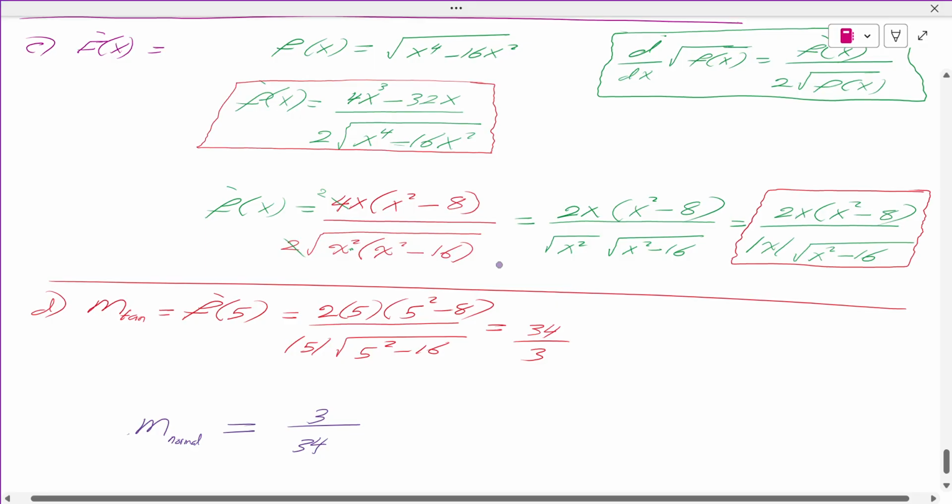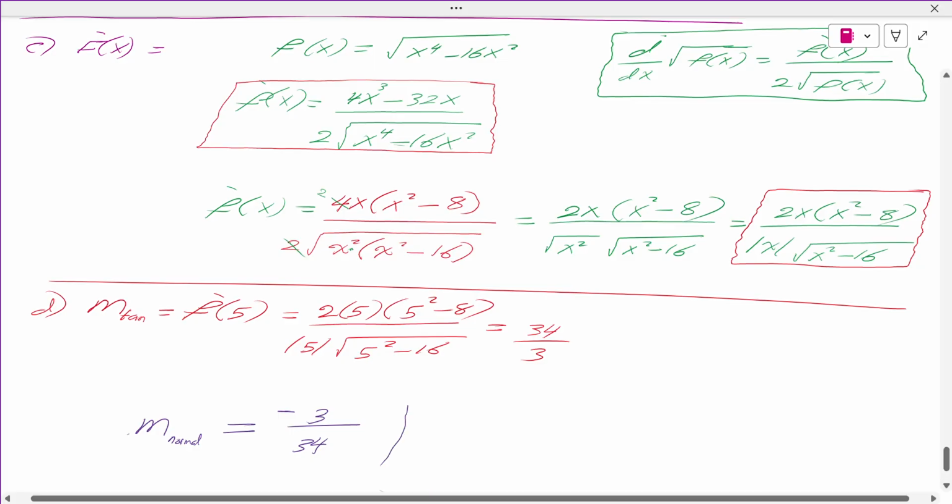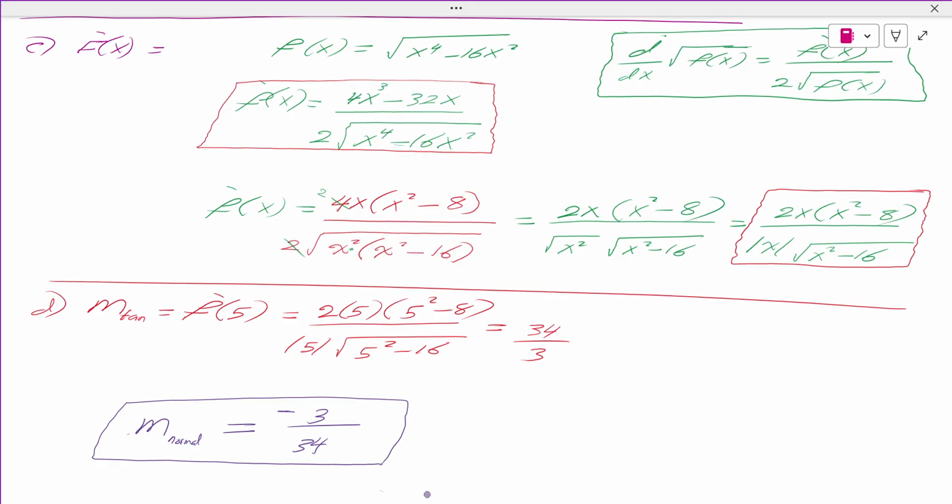So the slope of the tangent is positive. This one has to be negative. So this is the slope of the normal line. The slope of the normal line is negative 3/34. Okay, so the slope of the tangent and the slope of the normal are negative reciprocals. For the tangent, if the slope is a over b, for the normal it will be minus b over a. Okay, this is in simple words.